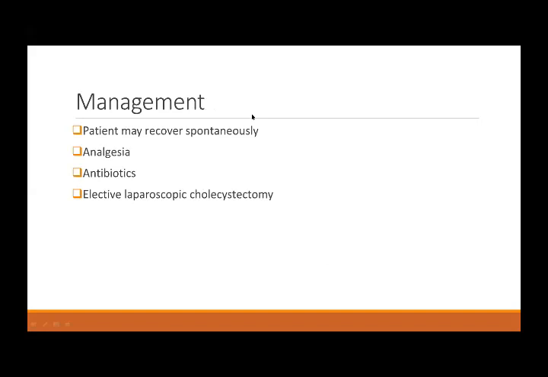Management. Patient could recover spontaneously with analgesia and antibiotics, or you just give the patient a date for a laparoscopic cholecystectomy. So patient can have the symptoms resolve spontaneously. You give analgesia, give antibiotics, and you prepare the patient for elective cholecystectomy.